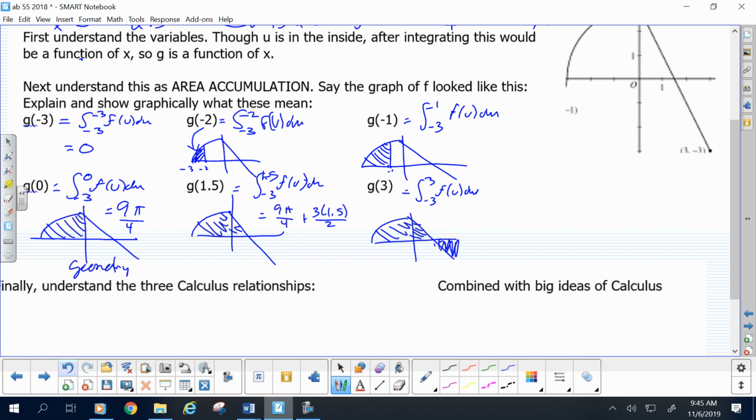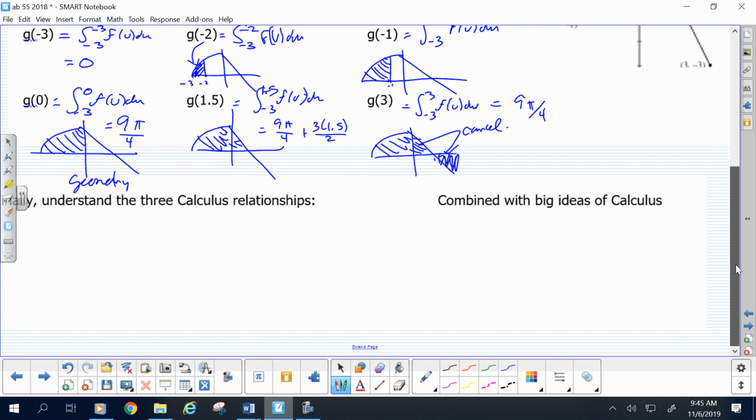Now that I added that signed area in, what happens with the areas of the triangles? These cancel, and so we're right back to 9 pi over 4. All right, cool. Now, let's go on then to a little bit of calculus.